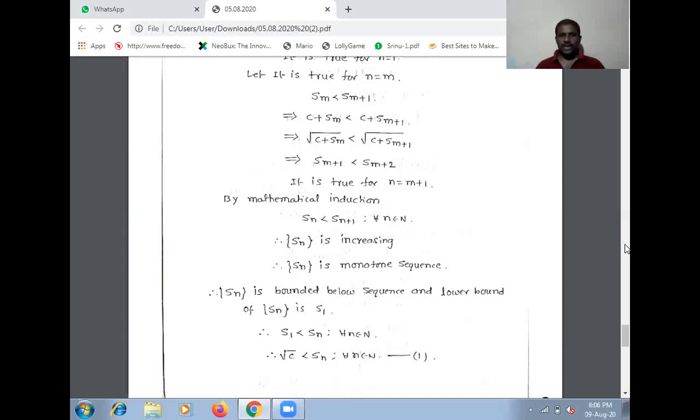So Sn is a bounded below sequence and the lower bound of Sn is S1. So S1 less than Sn for all n belongs to capital N. But we know the value of S1, so root c less than Sn for all n belongs to capital N. Now we have to prove it is bounded above. So from this equation, we have to prove bounded above. From that, it is a bounded sequence.